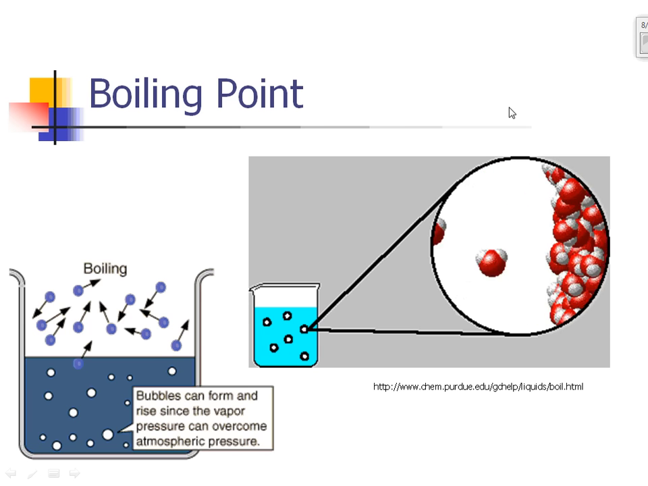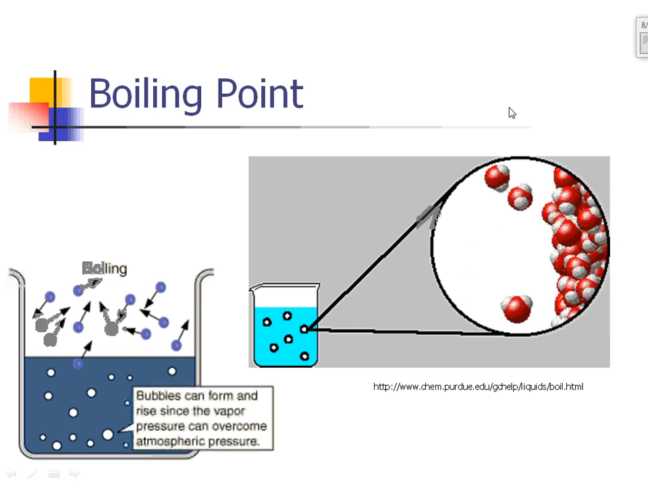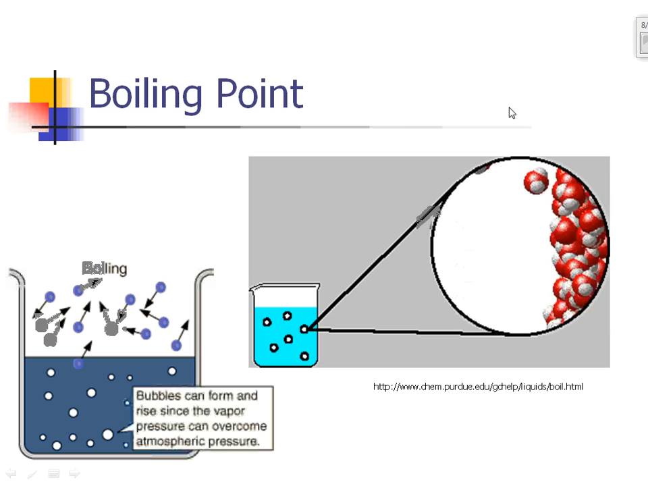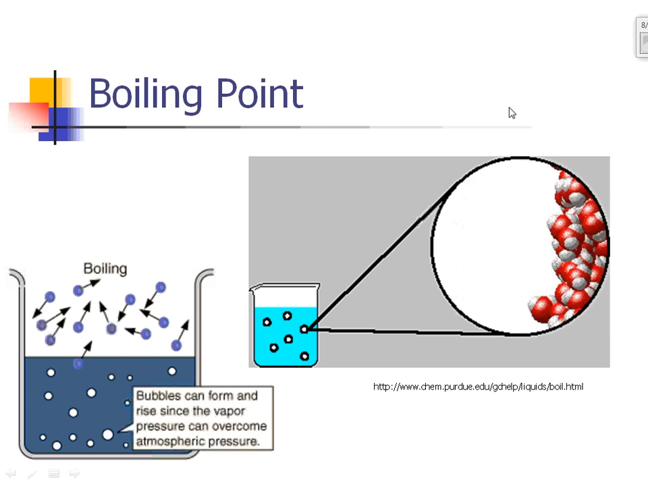So boiling point is where all of those particles are able to escape, or where they're starting to escape. Where do they have enough energy to overcome that atmospheric pressure? Where can they start getting released into that atmosphere?